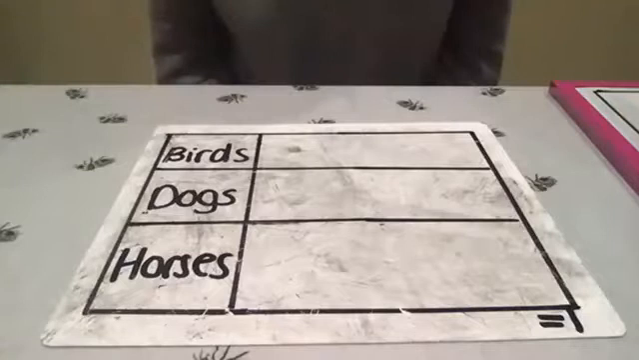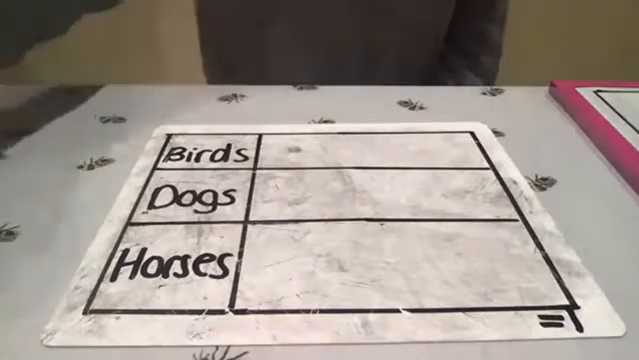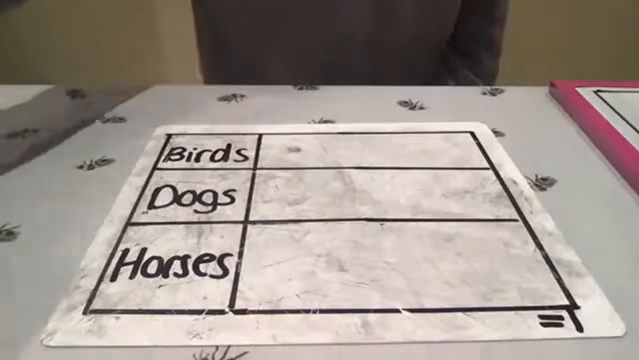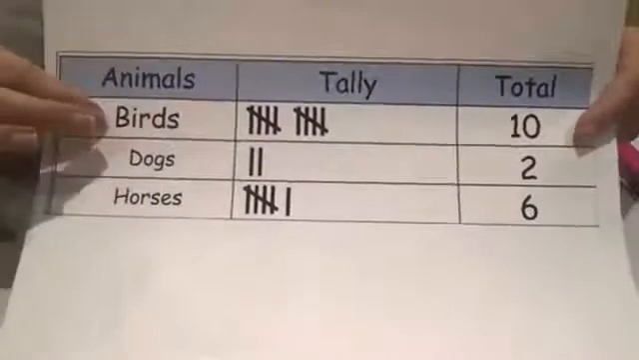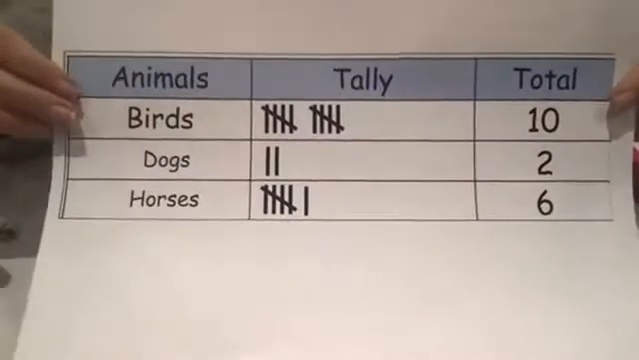Okay, year 2, so I'm hoping that you all have your 20 objects and your pictogram. Let's start creating our pictogram from our tally chart. So let's have a look. How many birds first? How many birds did the boy see? Because this is a tally chart to show how many different animals a boy saw on his walk. So how many birds did he see?